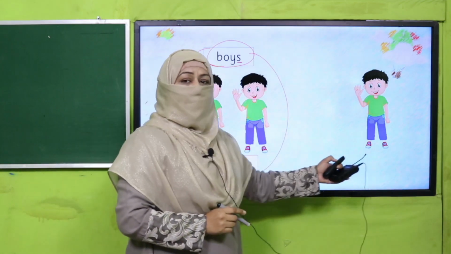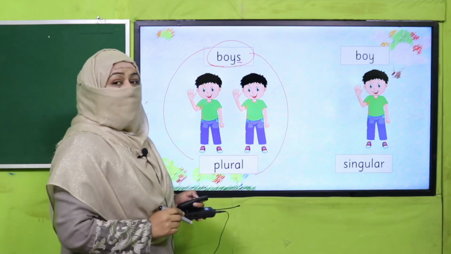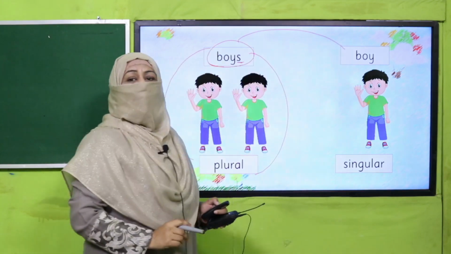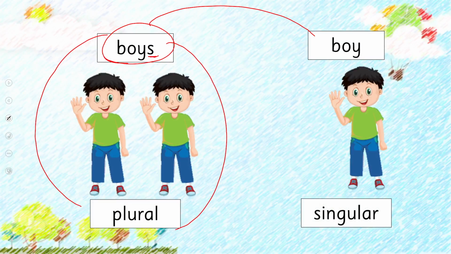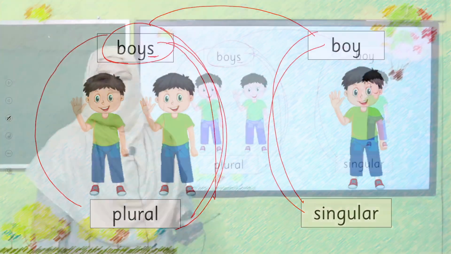And if it is one, we have to use singular naming word. And what we will do? We will remove this s to make it singular. Boy. Right? Boys, plural. Boy, singular. Boys, more than one. And boy, one. Right?